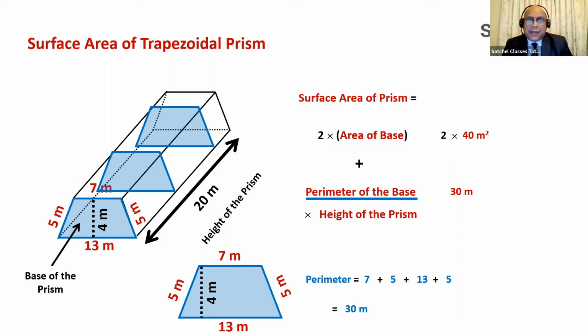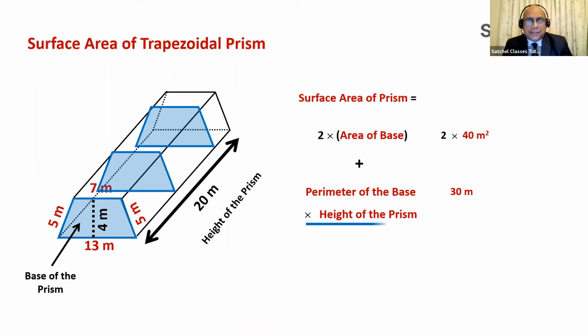And finally, we need the height of the prism. If you look at the original prism, we have identified the height as the dimension having 20 meters as length. So you multiply 20 meters by the 30 meters, which is the perimeter of the base. There you go. We have all the values to find the surface area now. How much is 2 times 40? It is 80 meters squared. And how much is 30 times 20, which is 600 meters squared? So the surface area of this prism would be 80 plus 600, which is 680 meters squared.